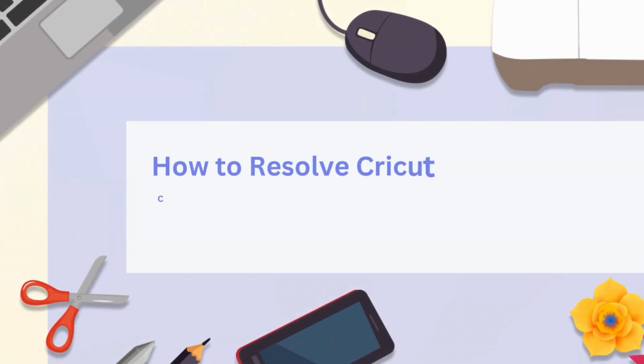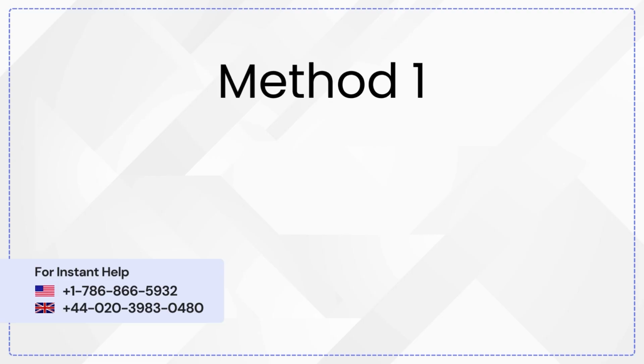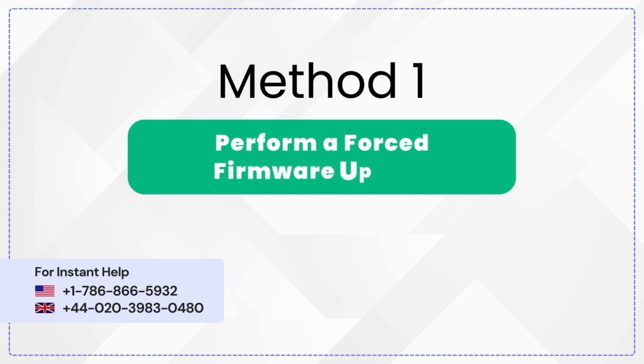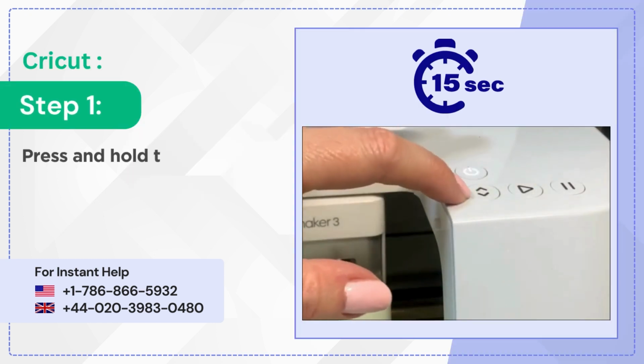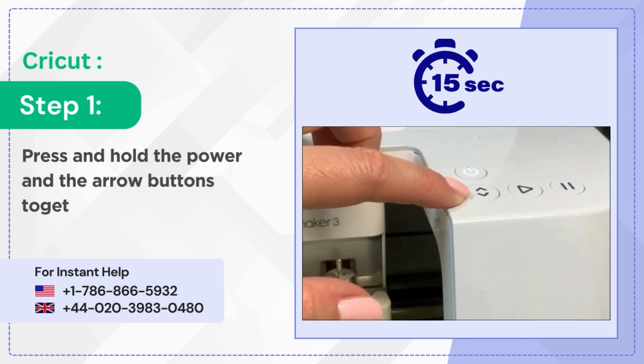How to resolve Cricut calibration issue. Method 1. Perform a forced firmware update. Step 1. Press and hold the power and the error buttons together for 15 seconds.